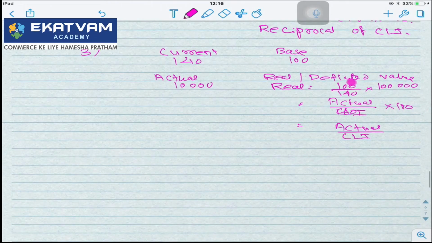So tell me, what is the relationship you have got? That the real value is equal to actual value into purchasing power of a rupee, because 1 upon CLI is purchasing power. So it can be written like that as well. Theory questions. These are the 3 applications of this concept of CLI.